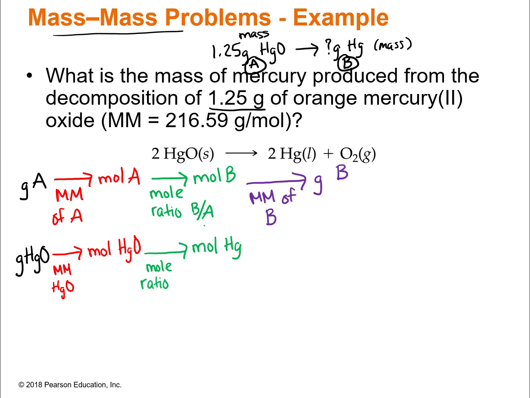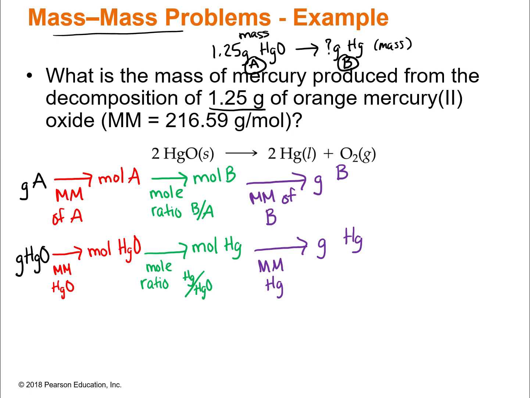In our generic one, we said B to A. Now we can write what that actually is. Our B is the mercury, and A is the mercury 2 oxide. Then we convert that to grams of mercury using the molar mass of mercury. That's the plan every time for a mass-to-mass problem.